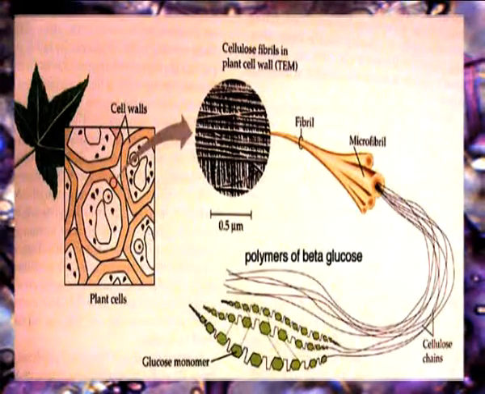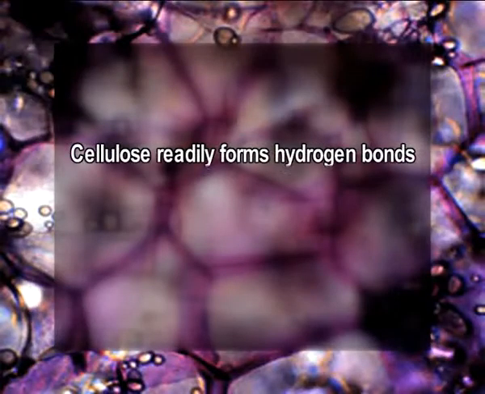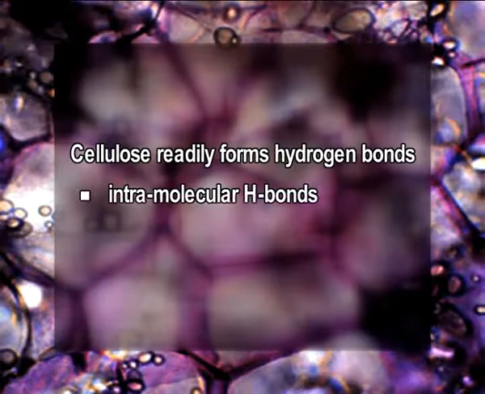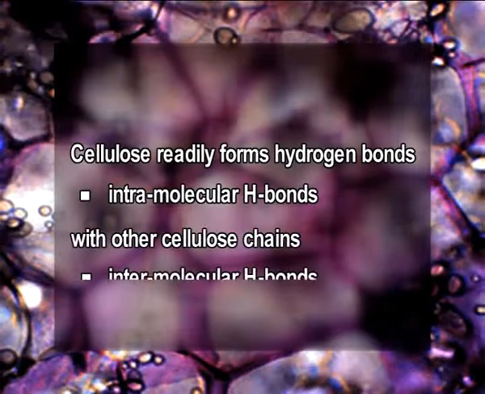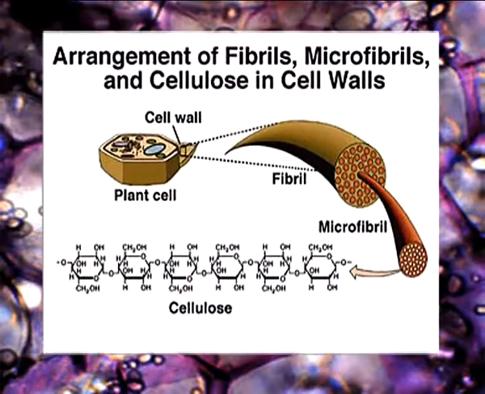Beta-1,4-glucan is made of as many as 25,000 individual glucose molecules. Every other molecule, called a residue, is upside down. Cellobiose, that is glucose disaccharide, is the basic building block. Cellulose readily forms hydrogen bonds with itself, that is intramolecular hydrogen bonds, and with other cellulose chains, that is intermolecular hydrogen bonds. A cellulose chain will form hydrogen bonds with about 30 other chains to yield a microfibril.